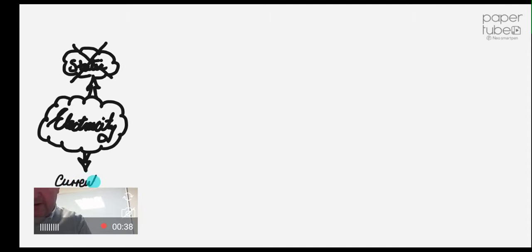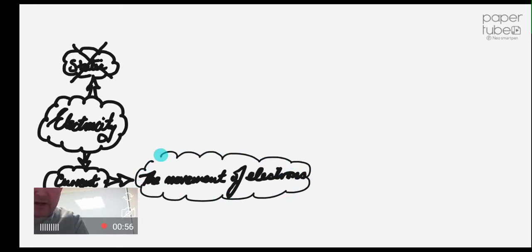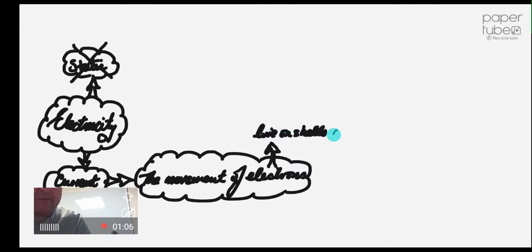and current electricity, if you're looking at its essence, would be the movement of electrons. So these electrons are really what electricity is about. So where do these electrons exist? Well, they live on shells orbiting the atom, orbiting the nucleus.